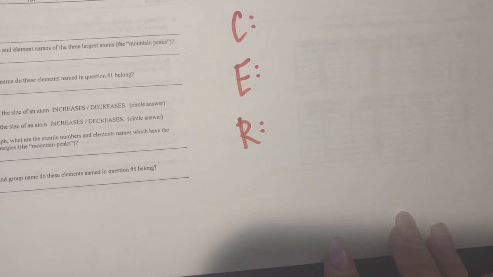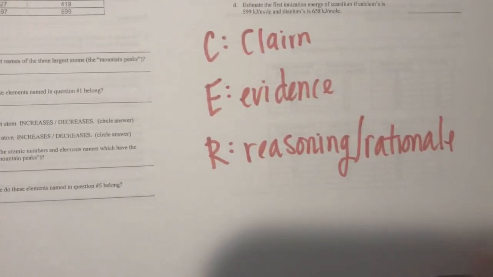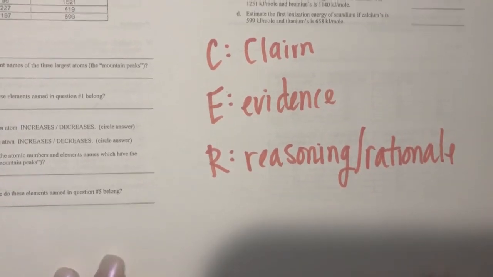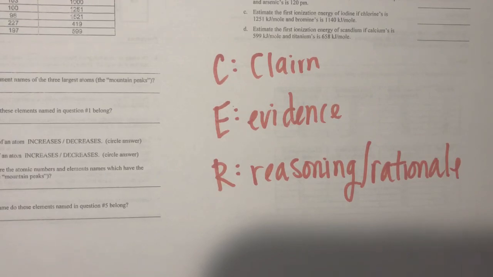Not everybody's CER will be the same. This is your claim. This is your evidence. And this is your reasoning or rationale. And I can help you on that. More than likely, everyone's evidence will be the same because you can say, according to the graph, you can tell where certain patterns are happening. Everybody's claim can be different. Doesn't mean you have to have the same. If you need help with that, you can ask me, and I'll help you. And that's it.